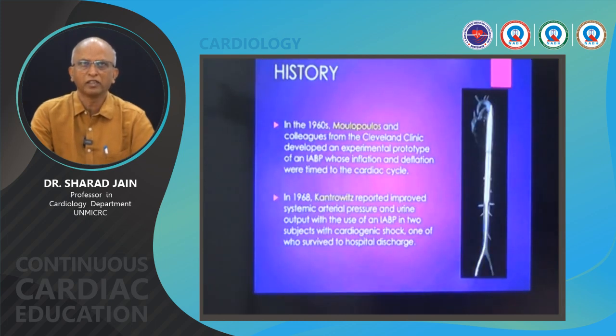In the 1960s, Moulopoulos and colleagues from the Cleveland Clinic developed an experimental prototype of an IABP whose inflation and deflation were timed in the cardiac cycle. That was the first IABP. In 1968, improved systemic arterial pressure and urine output were reported with the use of IABP in 2 patients with cardiogenic shock, and 1 patient was salvaged and discharged home.